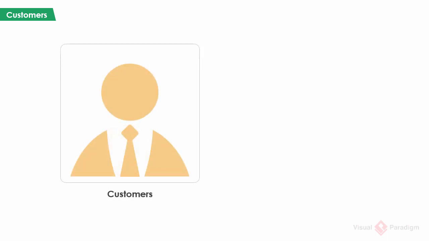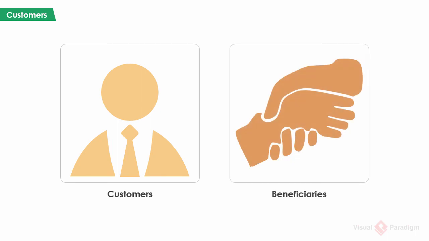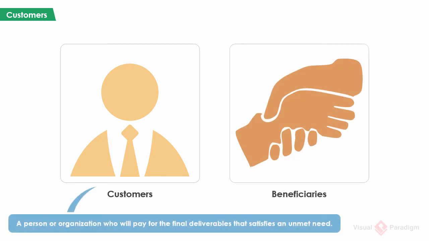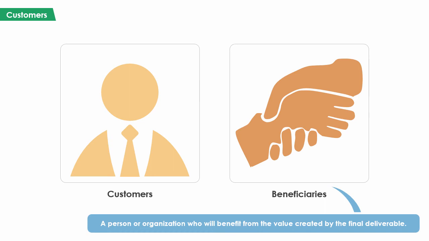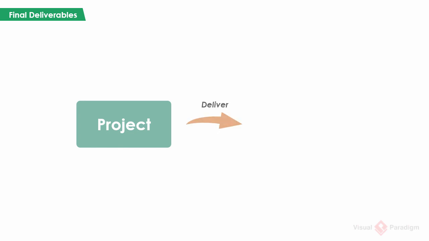Customers. You need to identify who will benefit from this project, including the customers and beneficiaries of the effort. Customer is the person or organization who will pay for the final deliverables that satisfies an unmet need. Beneficiary is a person or organization who will benefit from the value created by the final deliverable. He, she, or they may not be the one who pay for it. Final deliverables are the key outputs of the project, expected to be ready by the end of the project.